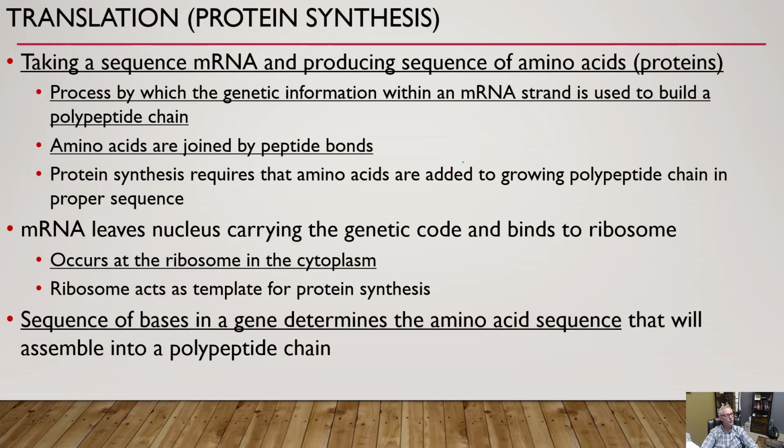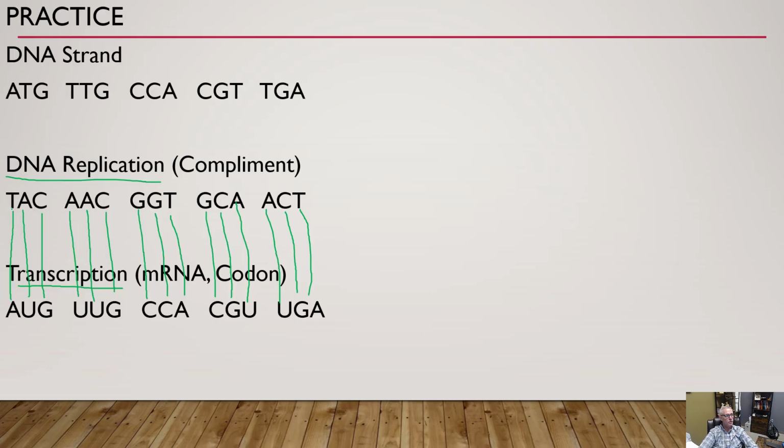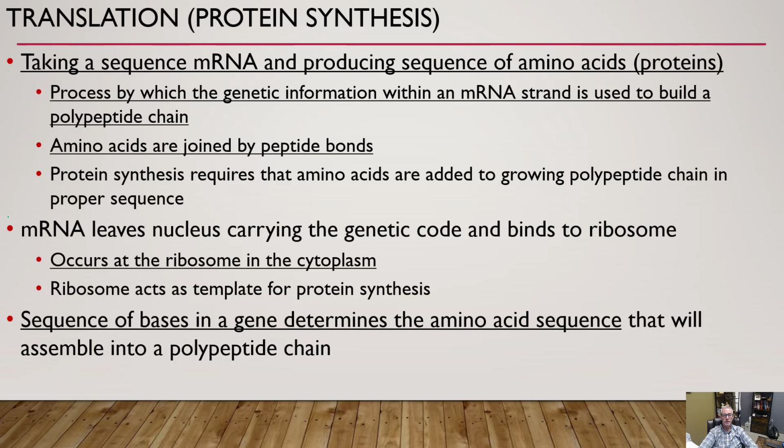All right, so now translation. It's basically protein synthesis. What we're doing now is we're going to produce a sequence of amino acids. We're going to take that genetic information within the mRNA strand and build a polypeptide chain. We're going to build a protein chain. We're going to take these amino acids and join them by peptide bonds. But as of right now, all we have are A's and U's and G's and C's. We don't have any amino acids. We need to come up with amino acids.